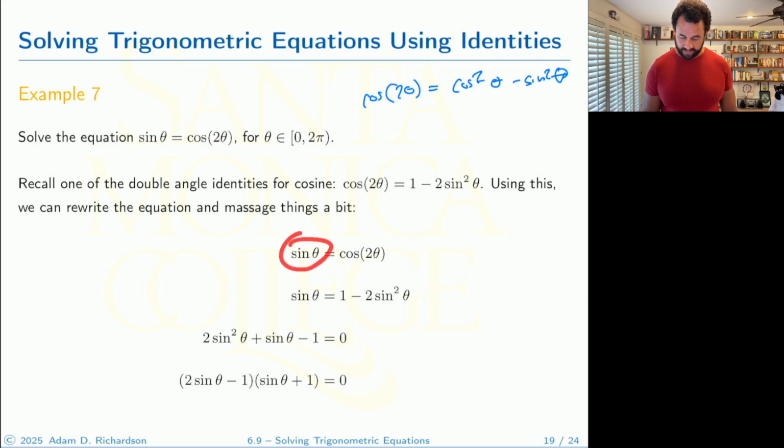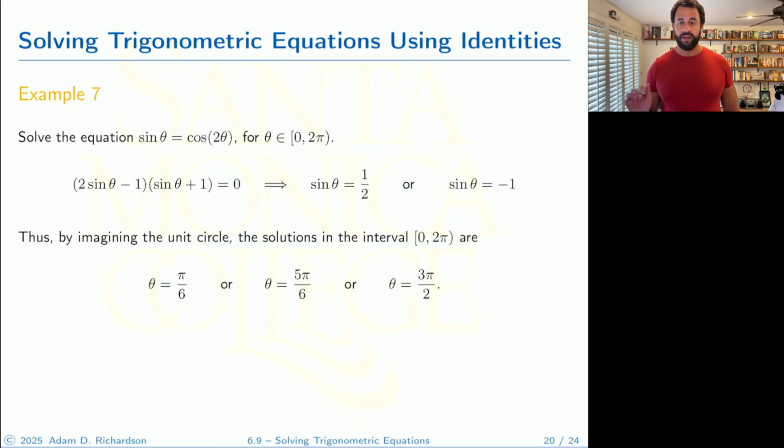So here we go. This is what we started with. Now that I do this, we get that. And now there's only sine thetas. So now if there's only sine thetas, we're going to get this. And once again, we have a trigonometric polynomial. In this case, it's actually quadratic. It's quadratic in sine. It can be factored, thankfully. And it factors like this.